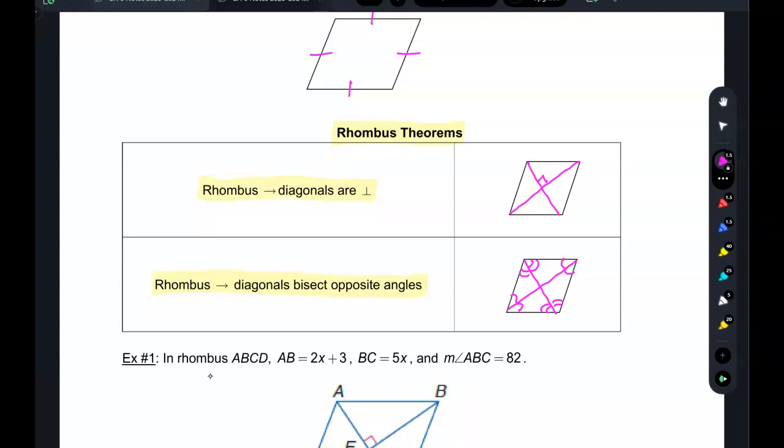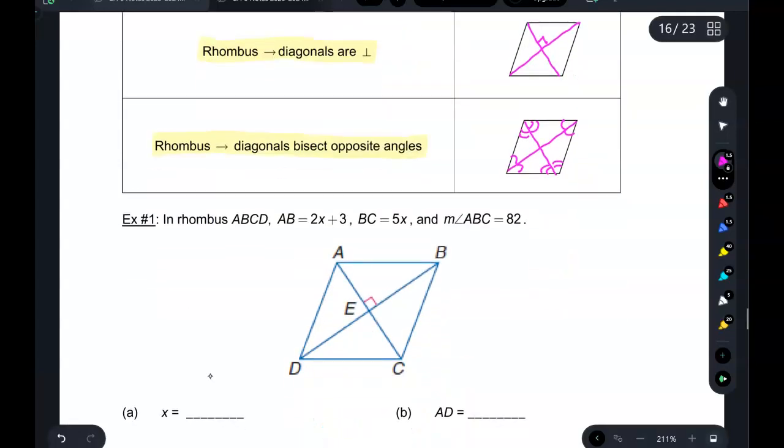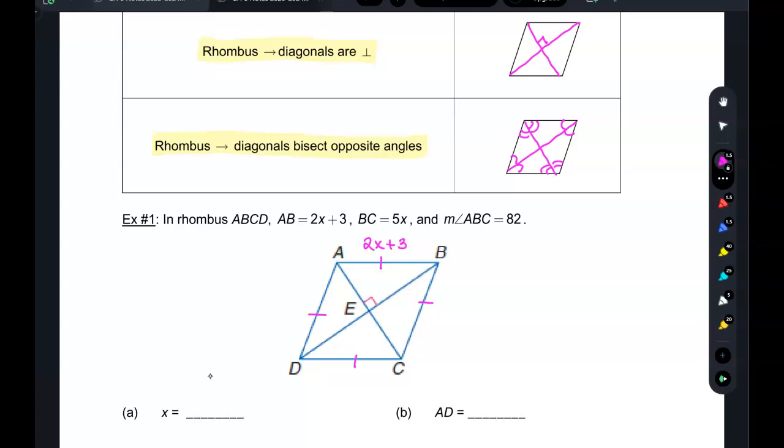All right, let's see how that applies in our first example. So let's label. So first of all, it's a rhombus. So here, here, here, and here are all congruent. AB is 2x plus 3, and BC equals 5x. And the measure of ABC, this whole thing, is 82 degrees.